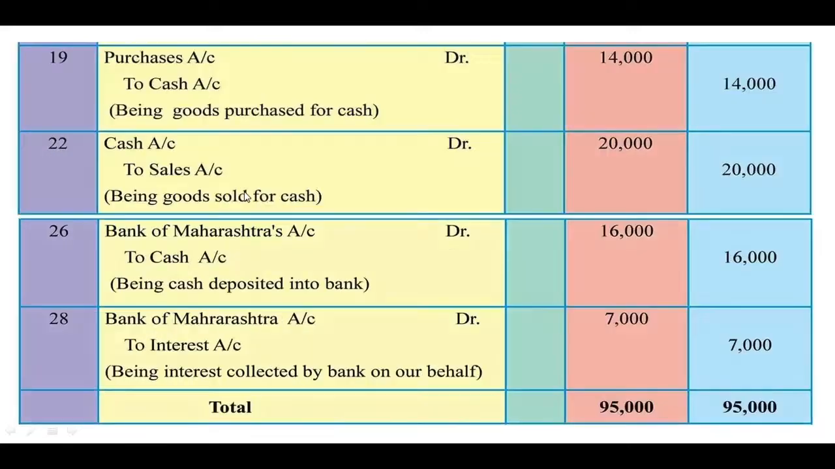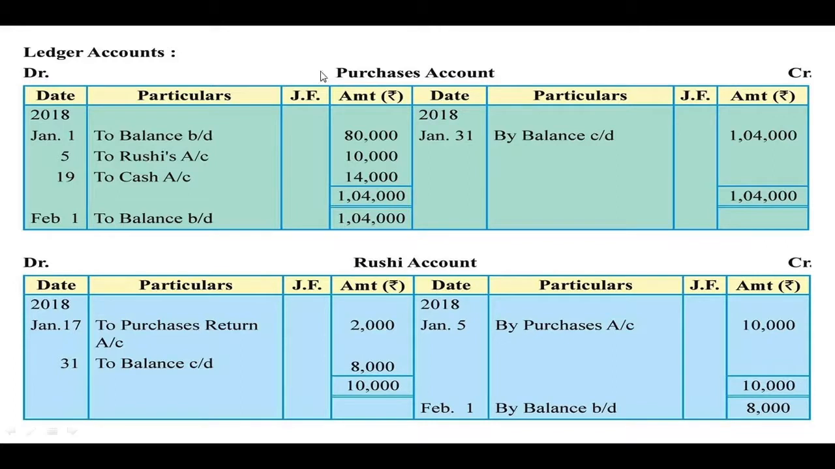So while preparing the ledger, here first purchases account is prepared. You all know there are two sides, debit and credit, and the columns are date, particulars, JF, that is journal folio, page number in the journal, amount. Then on the credit side also same columns, date, particulars, JF and amount. Now in the question it is given that purchases account has the debit balance, so balance brought down is recorded on the debit side, and amount of 80,000 is written in the amount column, and the date is also written here.